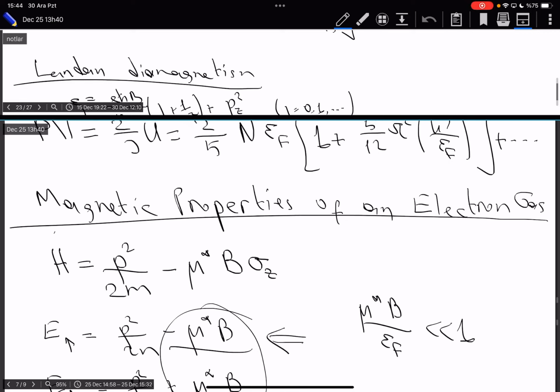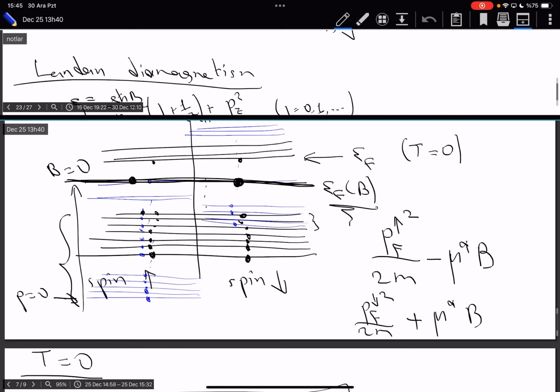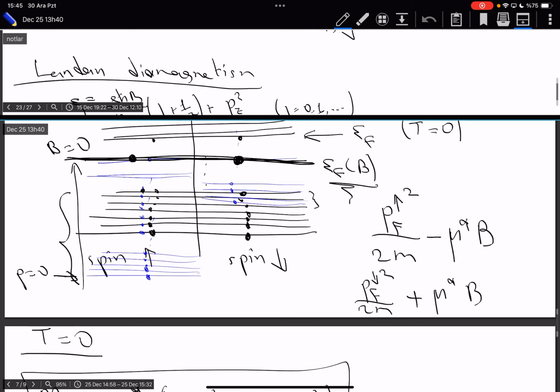Okay, so Wednesday we started looking at the magnetic properties of an electron gas. So we had the Hamiltonian. Well, it should be already boring for you that we are basically repeating the same things over and over again for various systems. Once you identify the Hamiltonian, you look at the energy values, and basically you need to sum.